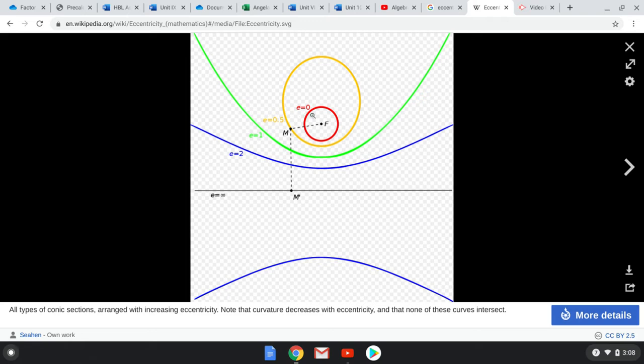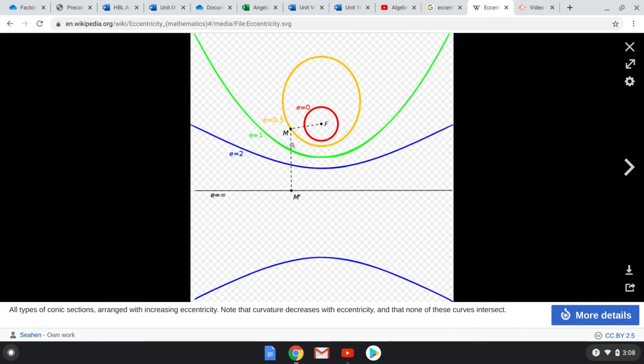So 0 is a circle, 1 is going to be a parabola. Anything in between that is going to be an ellipse. Greater than 1, and we have a hyperbola. If you go out to infinity, you're getting closer and closer and closer to a straight line, which kind of makes sense, right? You can kind of envision your hyperbola sort of flattening out more and more until you get to a straight line. So as eccentricity goes to infinity, we're going to get a straight line.